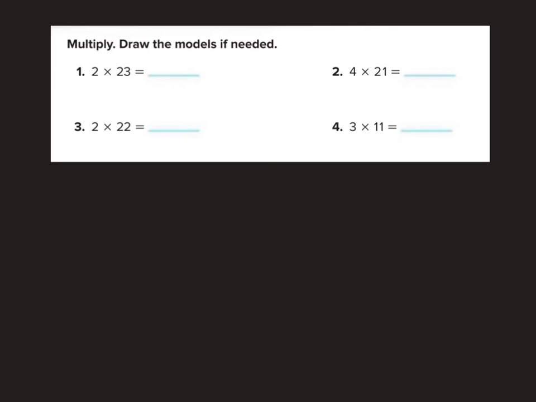So let's do some examples here. So here I have 2 times 23. I think we already did this one, so let's skip it. Let's go to 4 times 21. Okay, so I have 21, 21, 21, right? The sticks are tens, and the dots are ones. How many ones do I have? 1, 2, 3, 4. I have 4 ones. How many tens do I have? 2, 4, 6, 8. 8 tens. So my answer is 84.